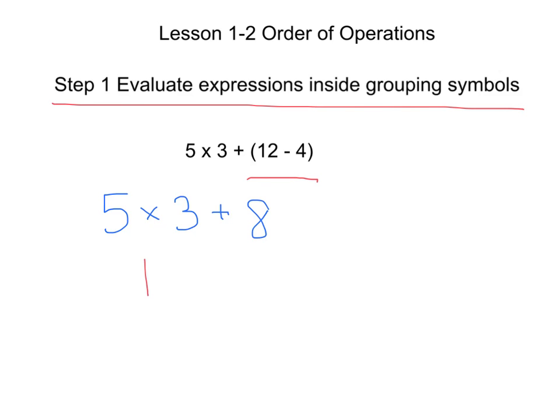5 times 3 is 15. We bring down our plus 8. 15 plus 8 is 23.